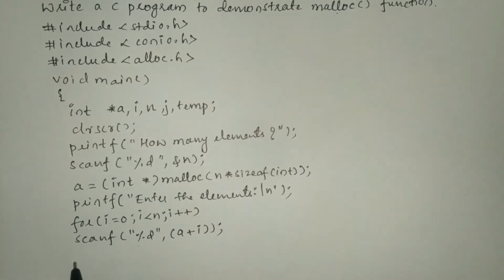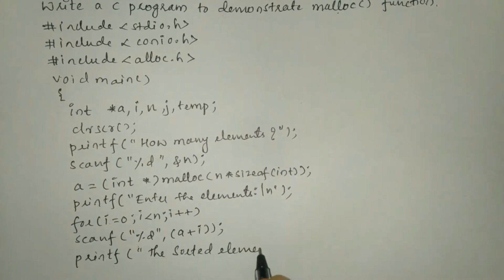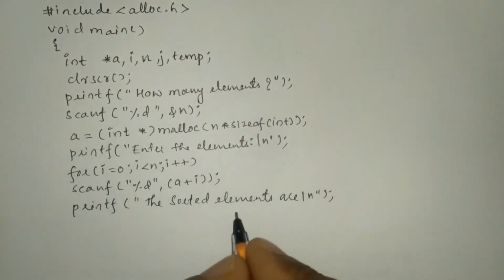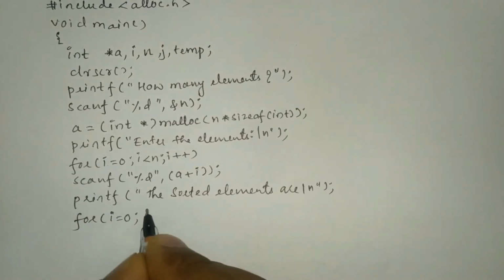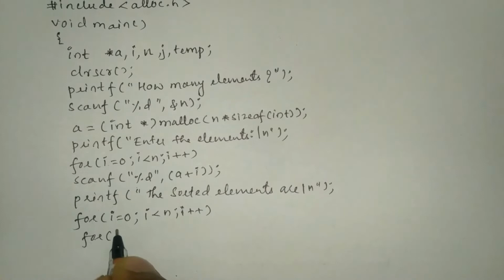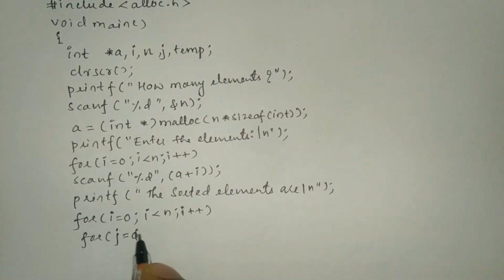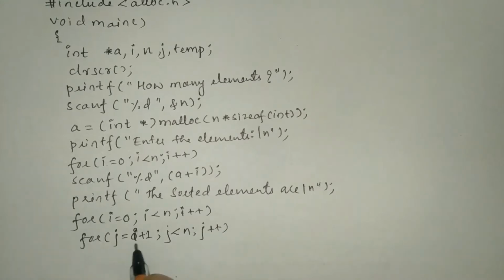Now let us print. So in a printf statement, the sorted elements are \n, end the double quotation mark and put a semicolon. So now we are going to use two for loops, one enclosed within another. So for i is equal to 0, i is less than n, and i plus plus. So one more for loop, the index number is j is equal to i plus 1 we will take here. So next j is less than n, put semicolon, j plus plus.